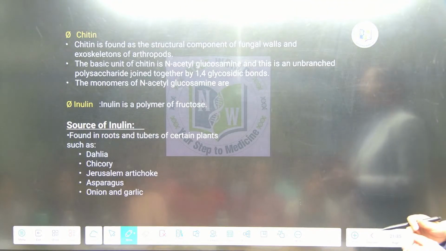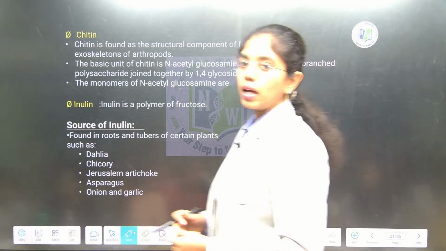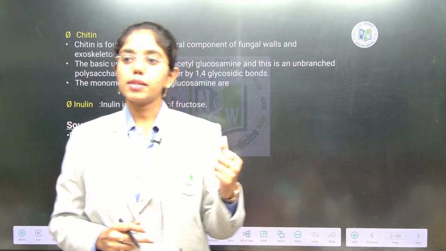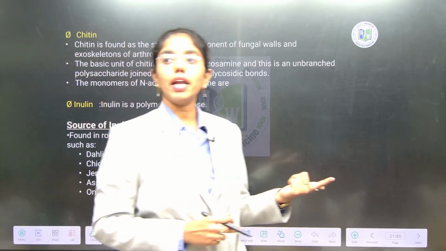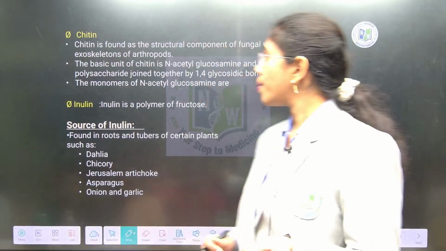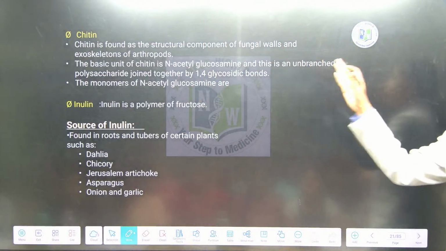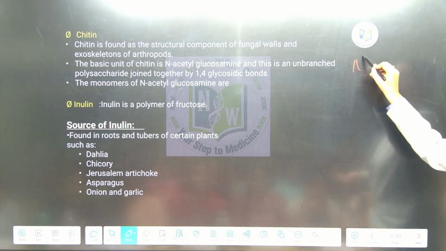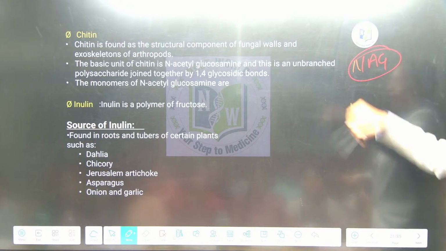Next, chitin. Chitin is also known as fungal cellulose. It is present in fungal cell wall and exoskeleton of arthropods. And what are the glucose units that are present in chitin? NAG units. N-acetyl glucosamine. Okay.